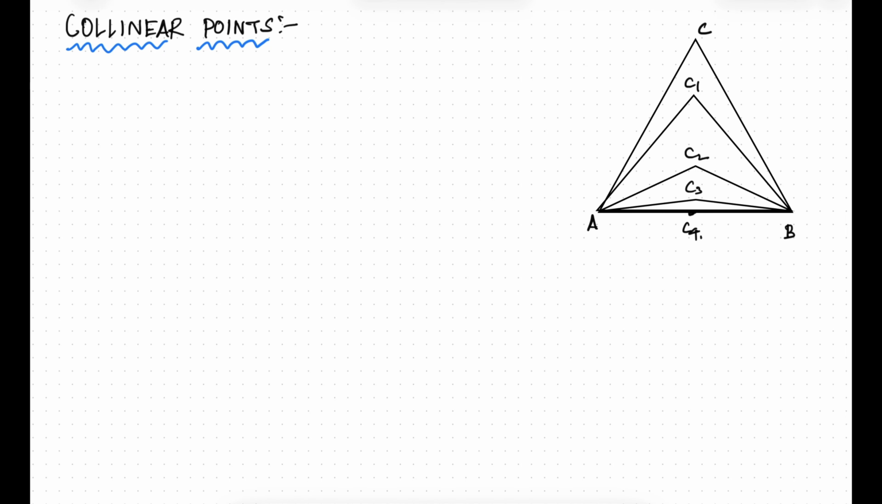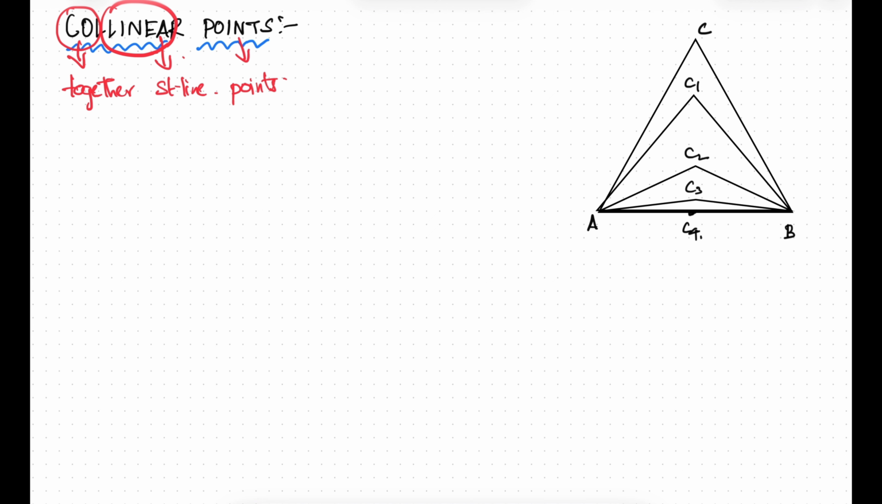What are collinear points? The word collinear is derived from the Latin word collinear. Col means together, and we know linear is a straight line. And points simply mean points.